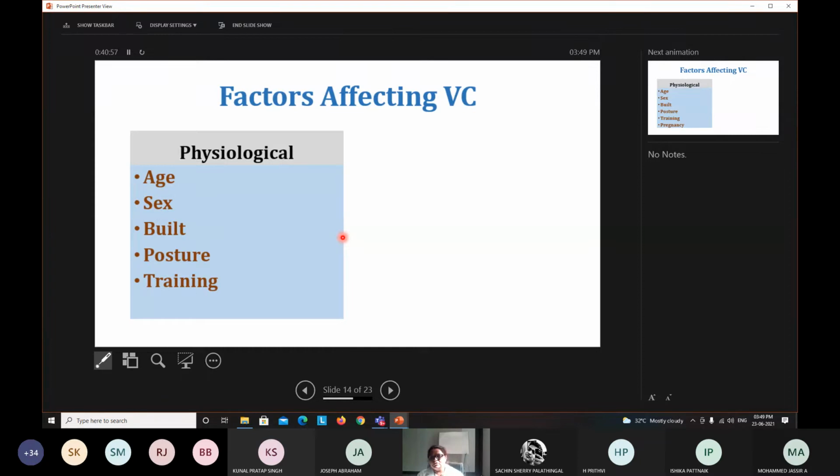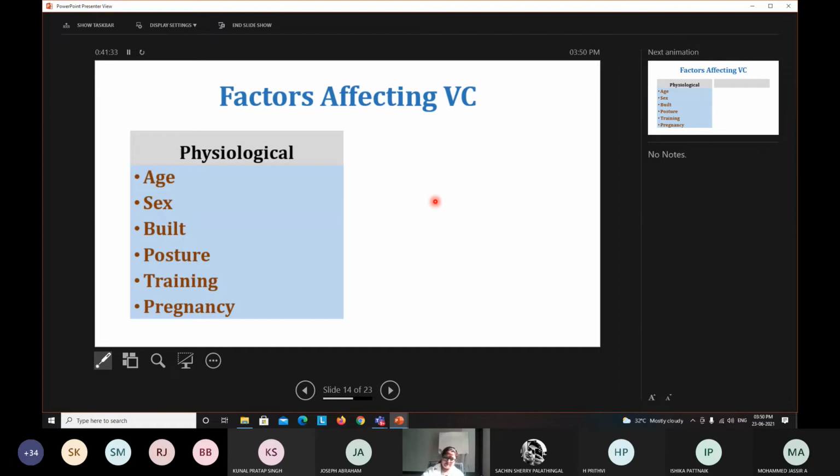Fine. So the next factor that is important for the vital capacity is your training. Training in the sense of occupation also, whether the person is an athlete, swimmer, or diver. In these people, they have more muscle strength, especially in the chest. So those persons will definitely have higher vital capacity compared to untrained people.